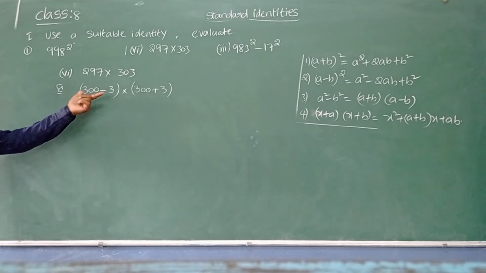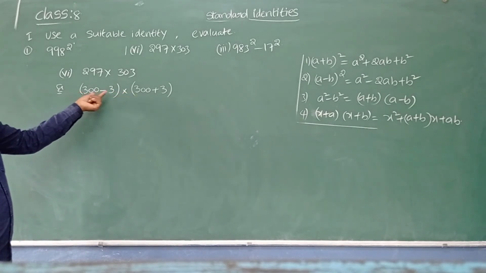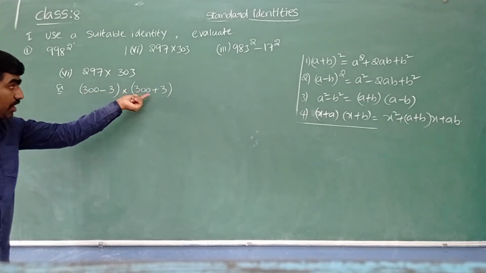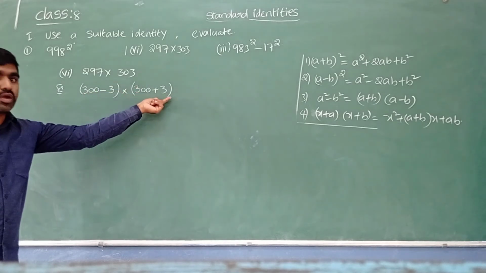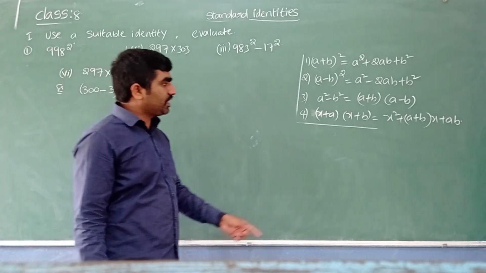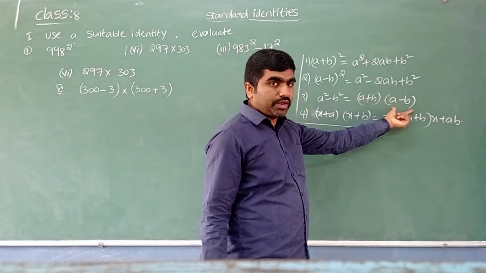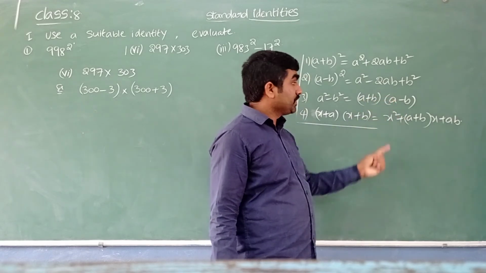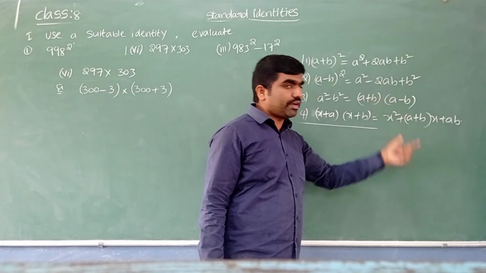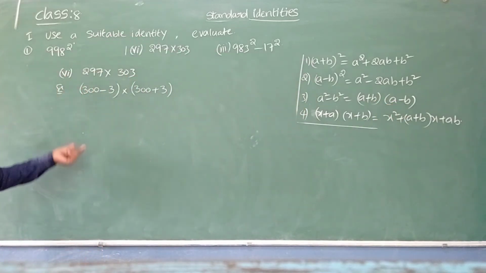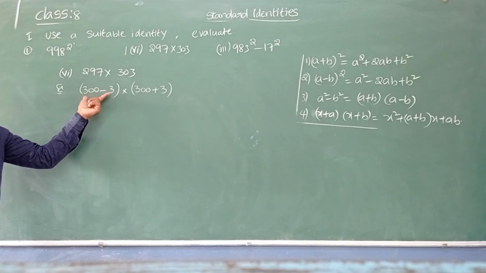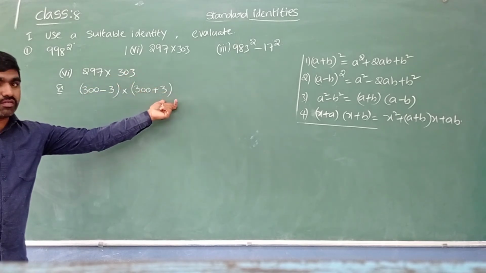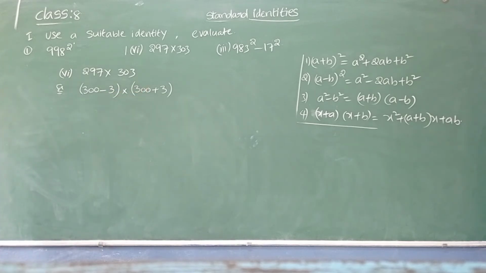So tell me, it is like which identity? Sir, both are products of binomials, and these two binomials have their first terms equal and second terms also equal. It is like a plus b into a minus b, product of binomials. Their first terms are equal, second terms are equal with different symbols. We can see the same thing here.